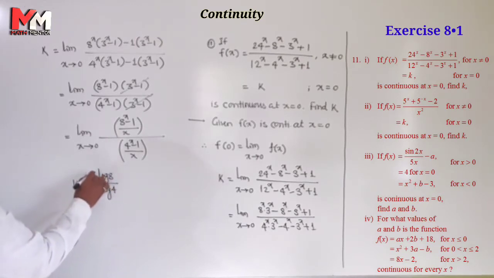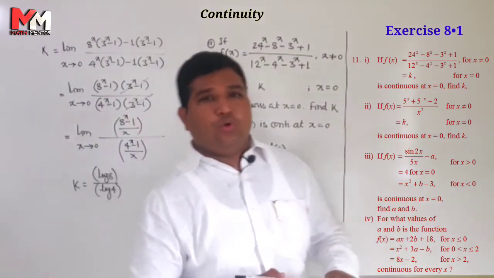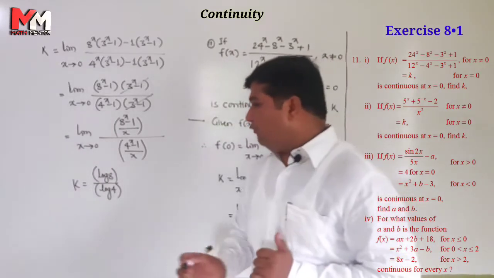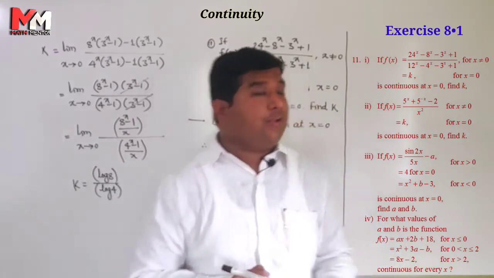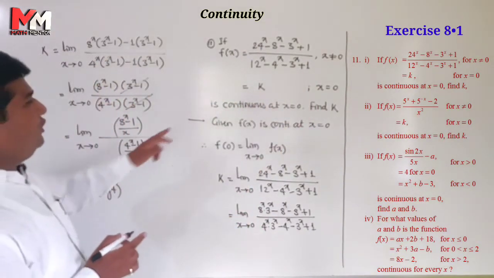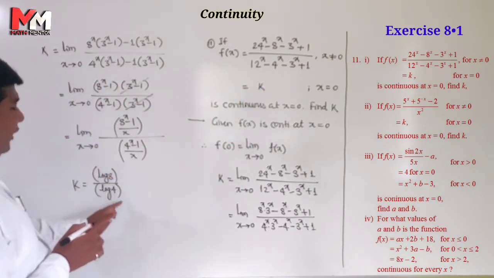We can't simplify this further, so this will be the answer. Log 8 is not log 4 squared, so keep it as it is: log 8 by log 4. This is the answer we have to find, the value of k. So what is k? K is in the place of the value of this function, so it is log 8 by log 4.